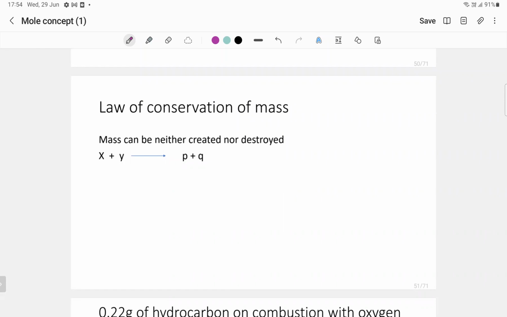Clear? So here you can see the mass. Let's suppose it can be 5 grams and 4 grams on one side. This can be 7 grams and 2 grams on the other. Here it's 9 grams, and here also it's 9 grams.